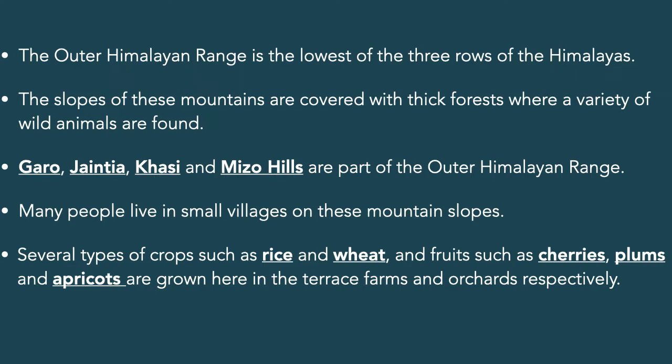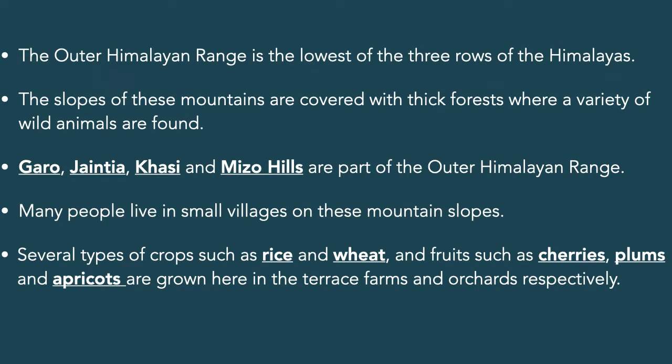The outer Himalayan range is the lowest of the three rows of the Himalayas. The slopes of these mountains are covered with thick forests where a variety of wild animals are found. Garo, Jaintia, Khasi and Mizo hills are part of the outer Himalayan range. Many people live in small villages on these mountain slopes.